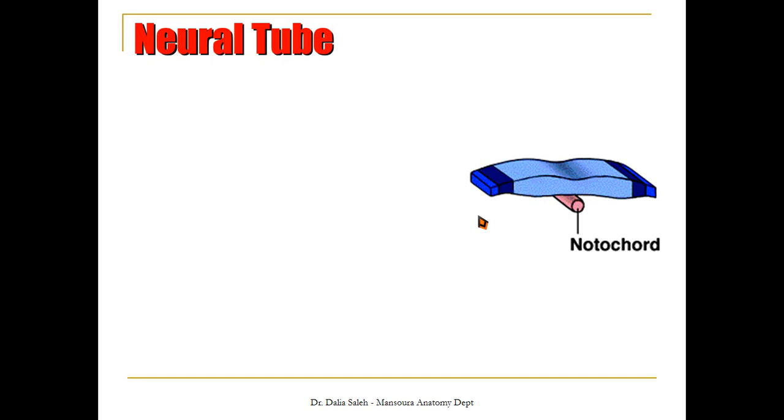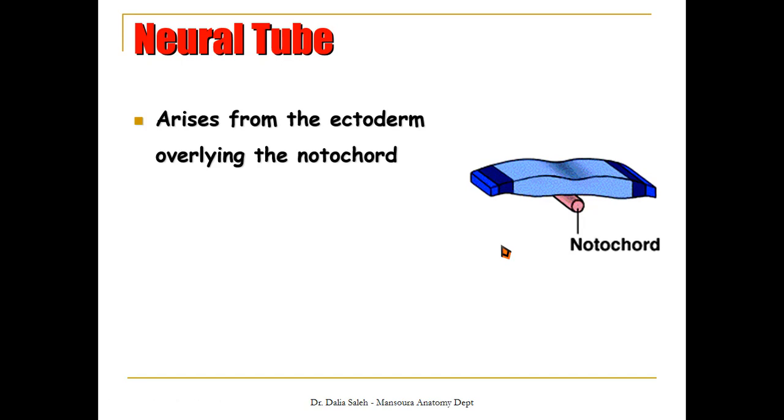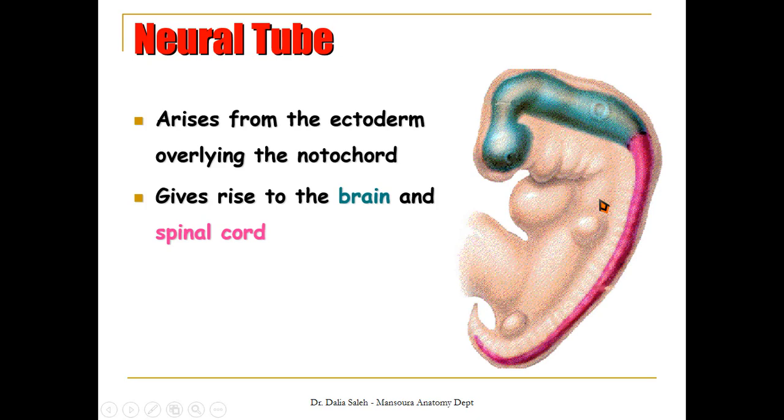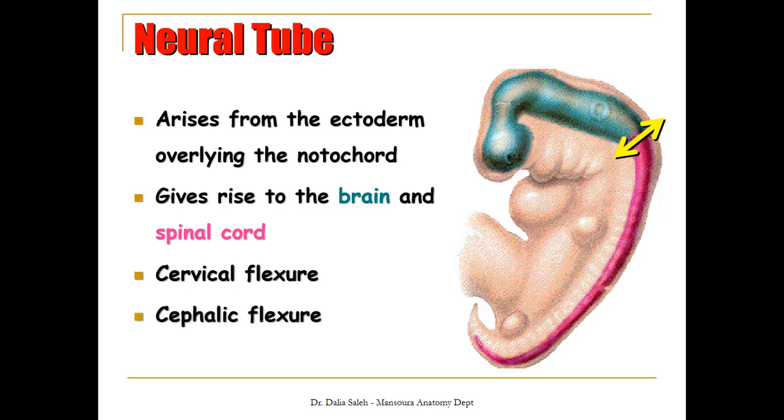For the neural tube formation, or the process which is called neurulation, if we look at this diagram, this is the notochord, and overlying it lies the ectoderm. The neural tube arises from the ectoderm overlying the notochord here, and eventually will give rise to the brain and the spinal cord. And you can notice the presence of two flexures: the cervical flexure between the future brain and the spinal cord, and another flexure in the brain here, called the cephalic flexure.